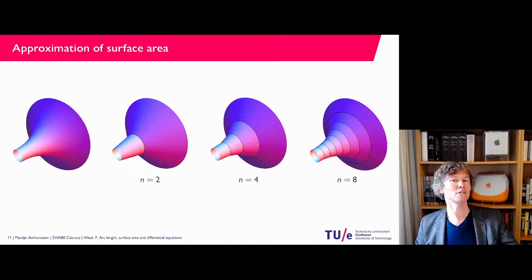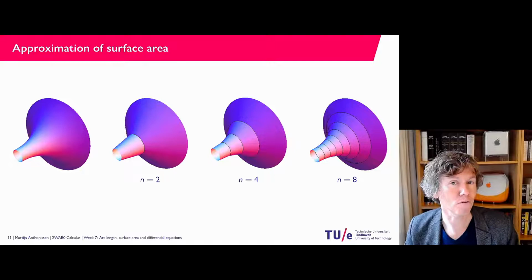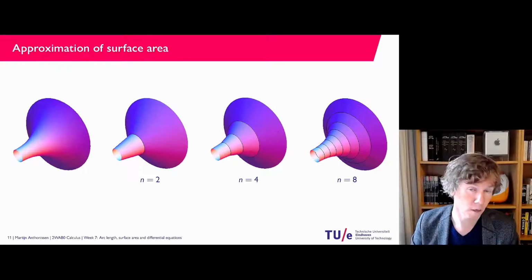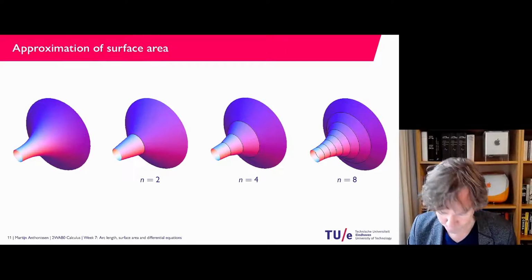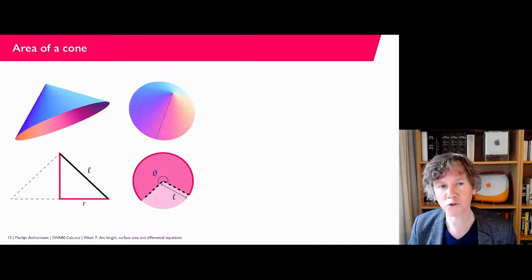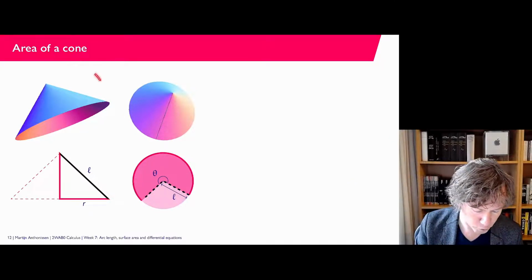And of course, in the end, what we are going to do is let n go to infinity, and then we have an integral rather than a sum. So now we have a sum as an approximation to the surface area, and then we will have an integral. So as a bit of extra, we need the area of a cone. So this here is a cone.